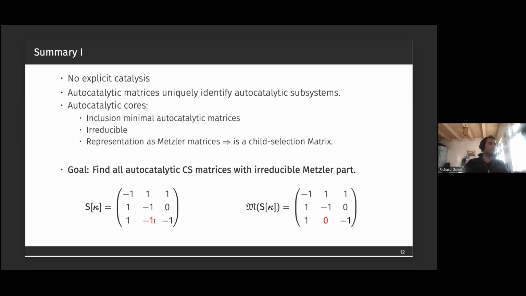When you have a child selection matrix which is a non-Metzler matrix, so that has a negative off-diagonal entry, you just turn these negative off-diagonal entries into zeros. This is what we then call the Metzler part of this child selection matrix. And this Metzler part has a specific representation in the Königs graph, which is what I'm going to show next.